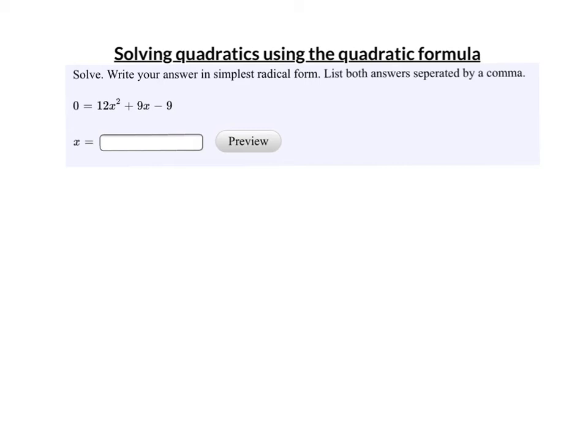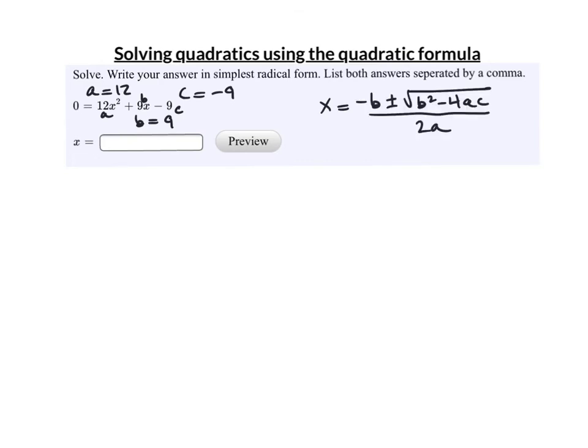A, B, and C here. A is 12, B is 9, and C is negative 9. A, B, and C, and the quadratic formula. I'm writing it down every time so you can look at it as I'm plugging in the numbers.